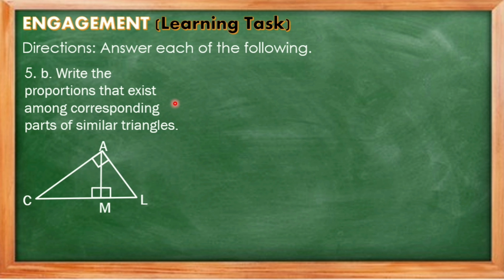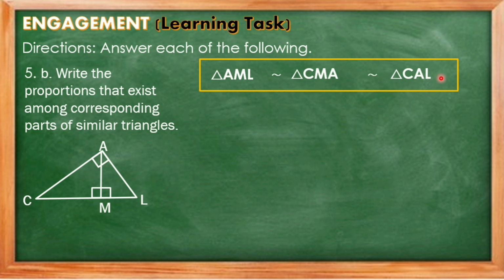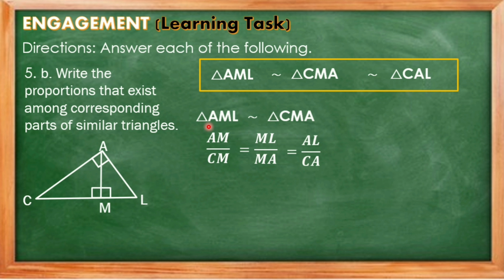Number 5, letter B. Write the proportions that exist among corresponding parts of similar triangles. So, ito yung triangle kanina na pinag-iwahiwalay natin. Unahin muna natin itong dalawang triangle na ito. So, we have triangle AML similar to triangle CMA. Okay, madali lang isulat yung mga corresponding parts ng triangle na ito kahit walang drawing. So, tingnan nyo lang yung mga letters sa pangalan nila. So, example, si AM, ito yung first and second letter over CM, yung first and second sa pangalawang triangle. Then equal to ML, yung second and third, over second and third din dito sa isang triangle. And then yung last, we have yung first and third letter AL, over first and third letter CA.